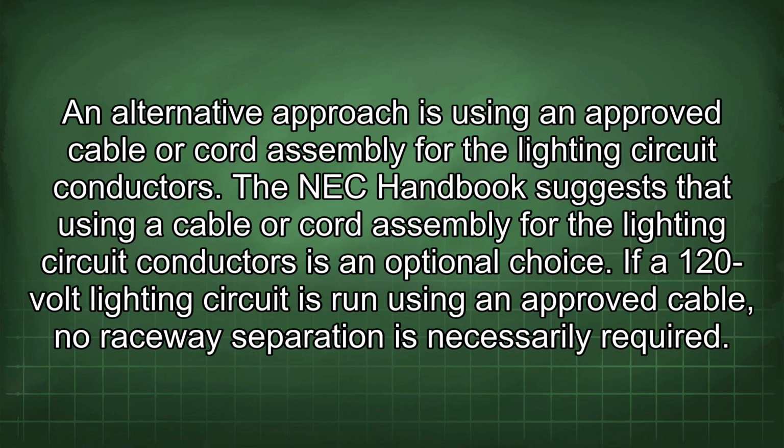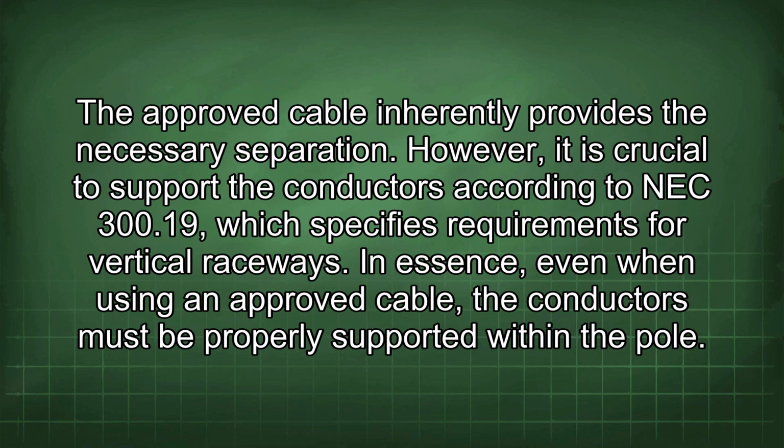An alternative approach is using an approved cable or cord assembly for the lighting circuit conductors. The NEC handbook suggests that using a cable or cord assembly for the lighting circuit conductors is an optional choice. If a 120-volt lighting circuit is run using an approved cable, no raceway separation is necessarily required. The approved cable inherently provides the necessary separation.